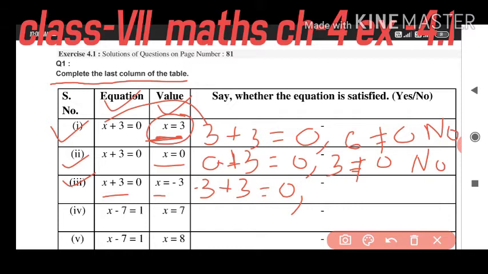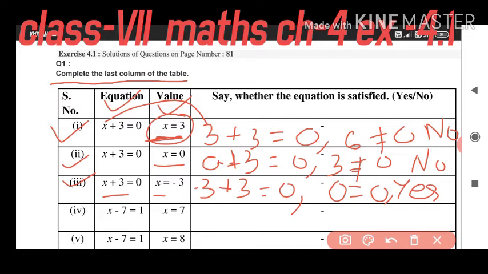We know minus and plus will be what? Minus and plus will be minus, isn't it? So 3 minus 3 will be what? 0. And there is no positive or negative value for 0, so you will write only 0. Now 0 is equal to 0. Now, this statement is what? True. So you will write here yes.